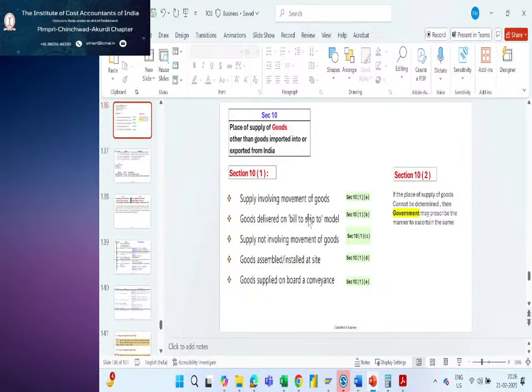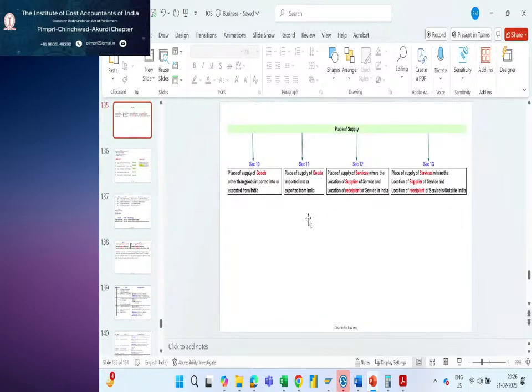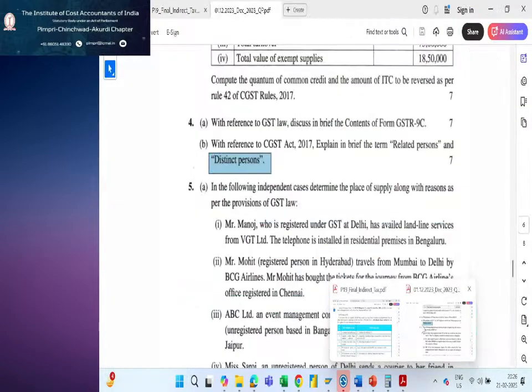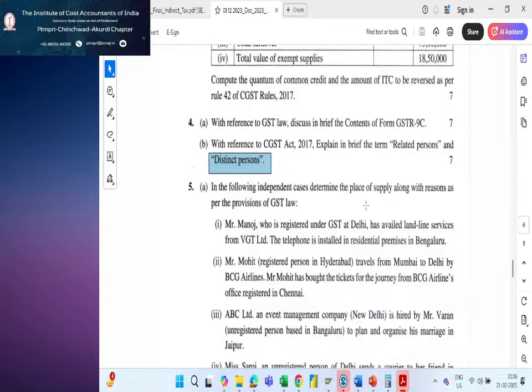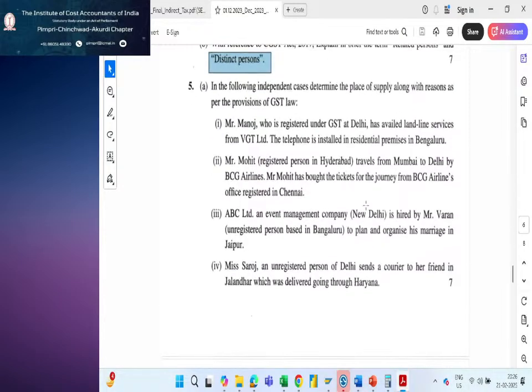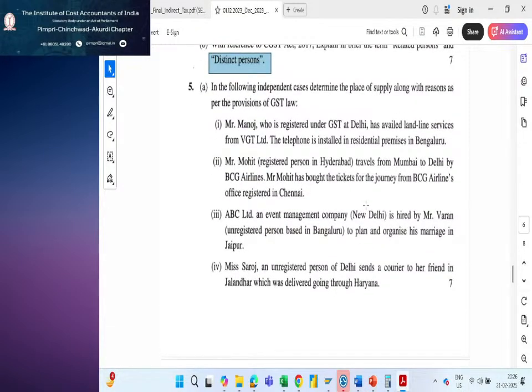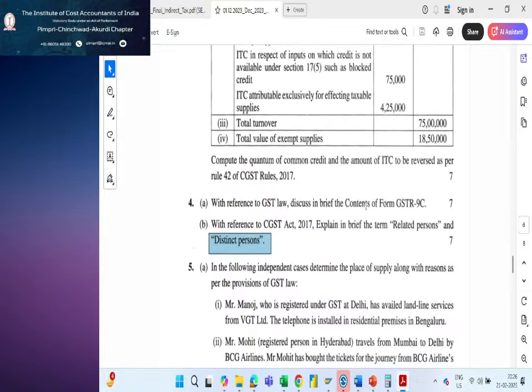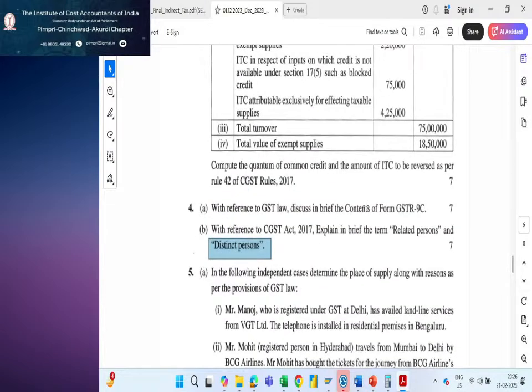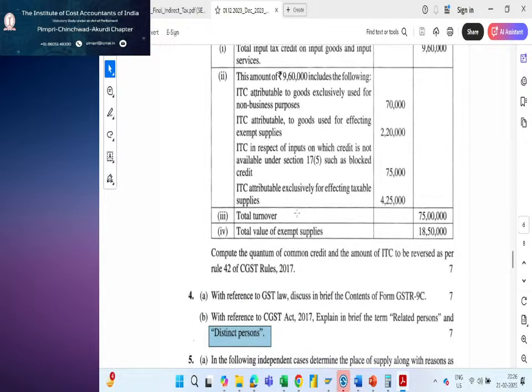So we will see this in detail tomorrow, and we have to first complete our previous year's questions. We will see the question paper of December 23, where place of supply is there. We'll try to solve this problem tomorrow, and then some related persons and distinct persons questions are there.